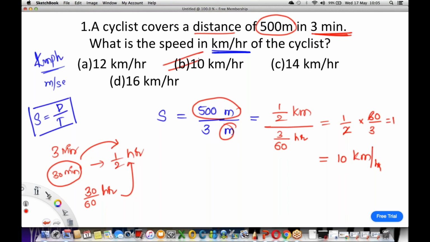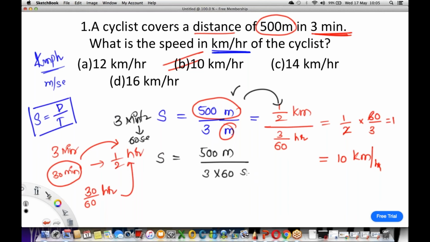Even if you want to go with meter per second, that's also fine. Because my option choices are in kilometer per hour, I just converted into that. But you can go with the calculation in meter per second also. So if it is 500 meters, I'm taking the 500 meters as it is, and this is given as 3 minutes. What is 1 minute? 1 minute is equal to 60 seconds. So 3 minutes is nothing but 3 times 60 seconds. Now my answer is in meter per second, but I need to get the answer in kilometer per hour.